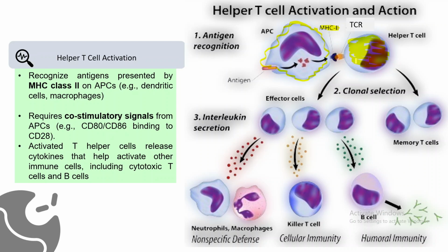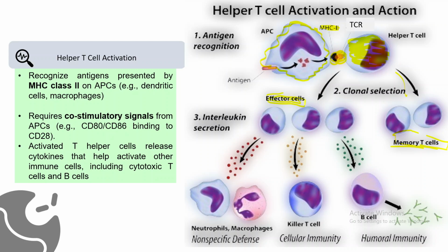Then on the surface of the T cell there is a receptor called the T cell receptor. This T cell receptor binds with this antigen, or we can say binds with this exogenous antigen. Once the binding happens, it will go through the clonal selection process. In the clonal selection process, this activated helper T cell is converted into memory T cell, and the other part of this helper T cell will be converted into effector T cell.